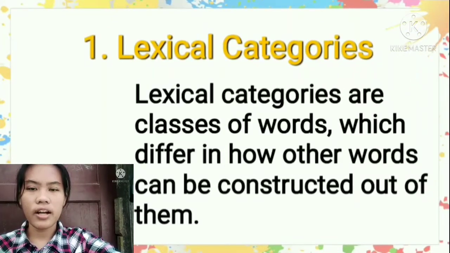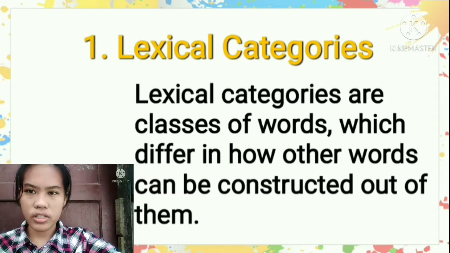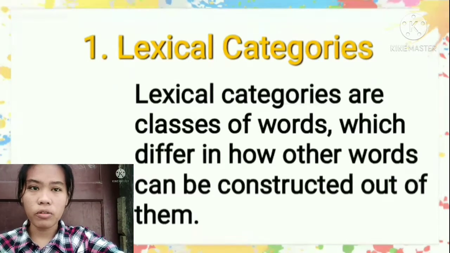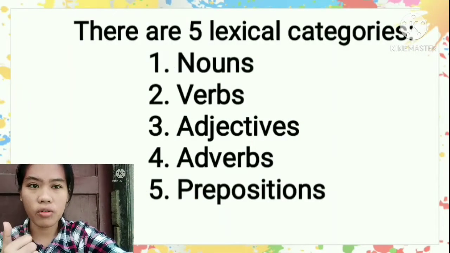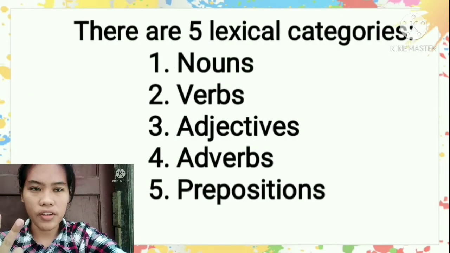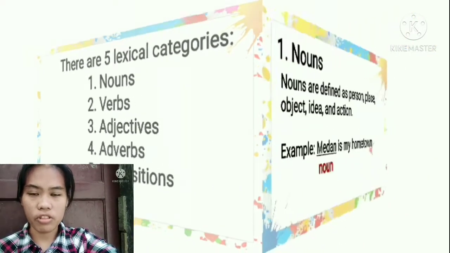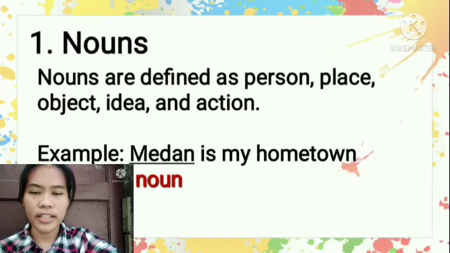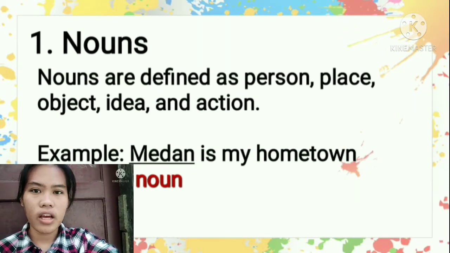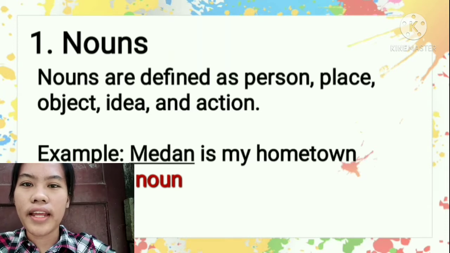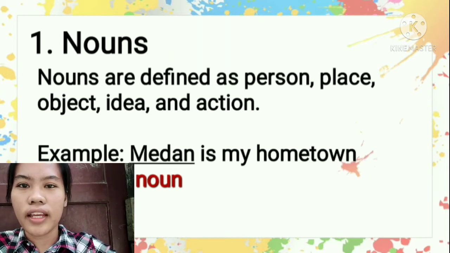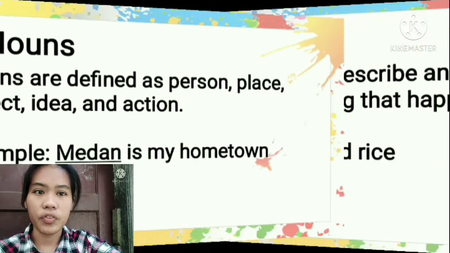Lexical categories are classes of words which differ in how other words can be constructed out of them. There are 5 lexical categories such as nouns, verbs, adjectives, adverbs, and prepositions. Now let's start from nouns. Nouns are defined as person, place, object, idea, or action. Example is Medan is my hometown. Medan is a noun.